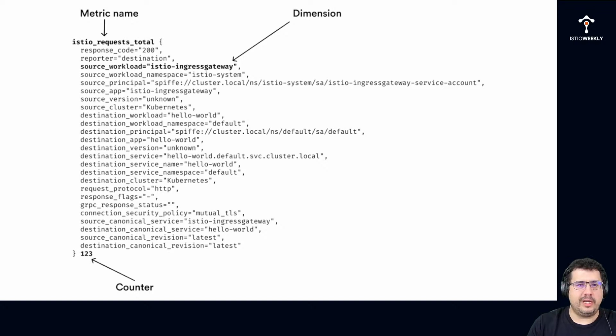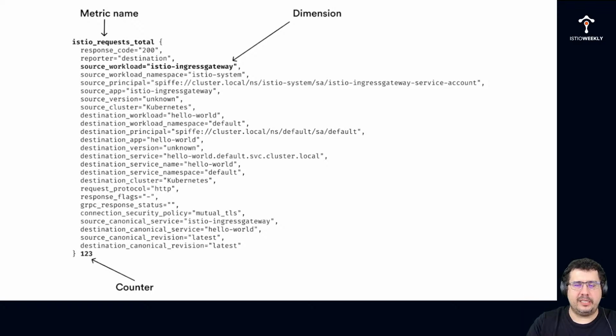So we'll start with trying to understand what the basic concepts are. So on the slide here, I have a single metric. This metric is called istio_requests_total. It is a counter metric, as what it does, it counts the number of requests. So if you see at the bottom, there's a counter that says 1, 2, 3.